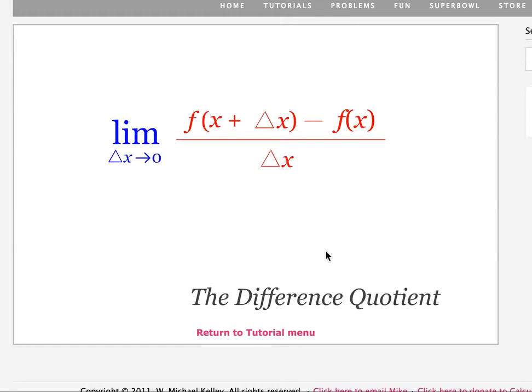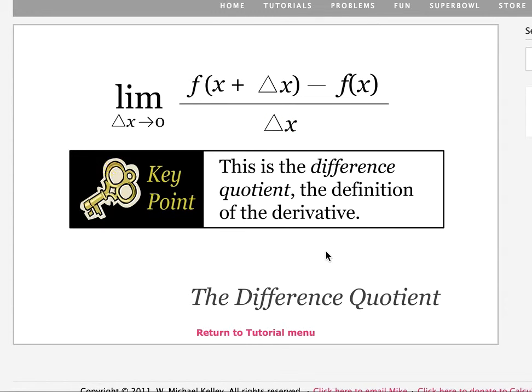All we do is add in the limit as delta x goes to 0. In other words, I want delta x to become so small it's almost 0. It can't be 0 because then I would have 0 in the denominator of the fraction. That's why I have to use a limit. And I say get that delta x as small as possible. This is the difference quotient. It is the mathematical definition of the derivative.